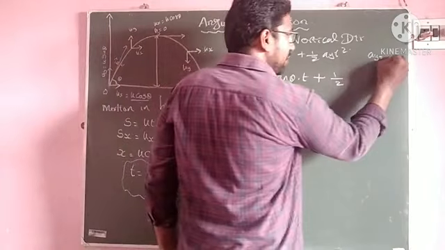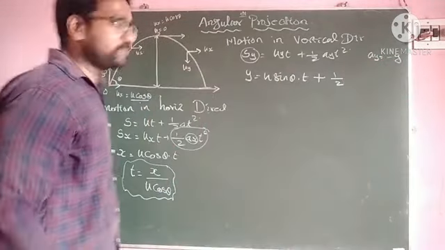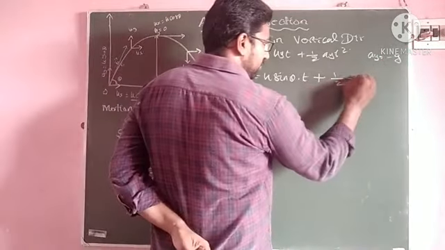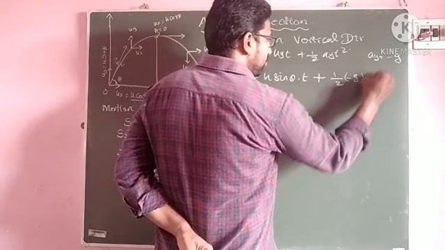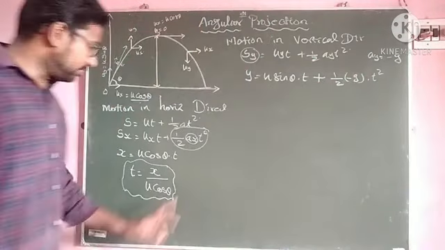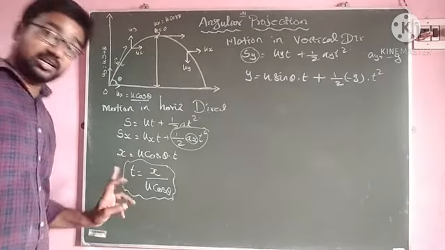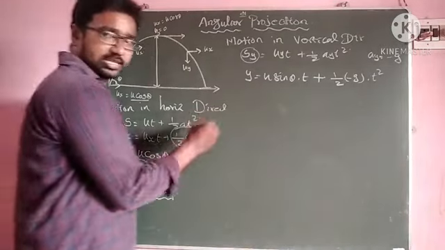So ay is equal to minus g. Am I right, student? Yeah. And then minus g into t square. You know very well about the value of t. For the future purpose, I already measured here. So I am going to substitute these values.